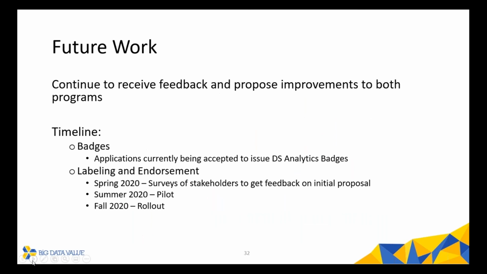So that's what I prepared for today. The timeline of work for this year is the following. For badges, like I said, we're currently accepting applications. In the case of the labeling and supplement, we're currently surveying stakeholders to get feedback on the initial proposal. The idea is to pilot that proposal in the summer and roll it out this fall.